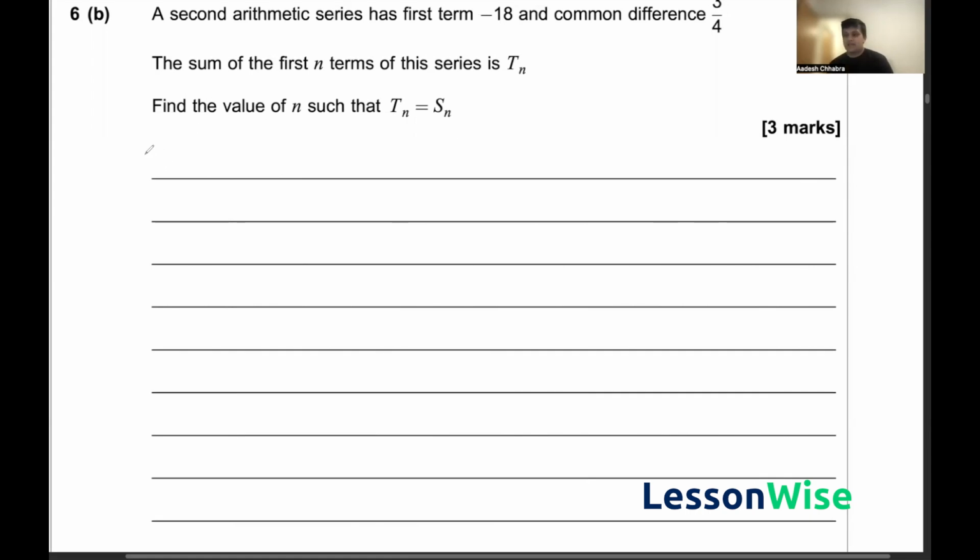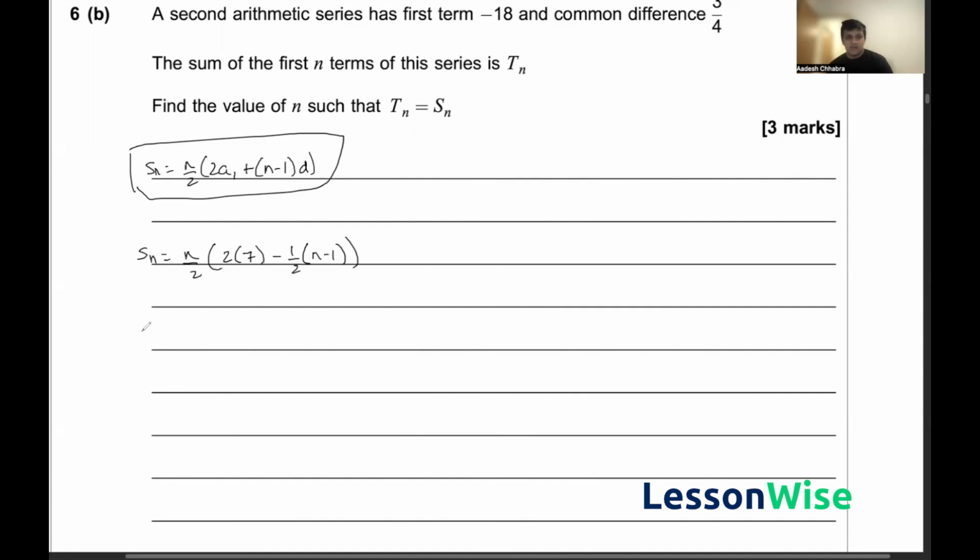So remembering from part A, we know that the general equation for the sum of an arithmetic sequence is equal to n by 2 of 2a1 plus n minus 1 d. So this is the general formula that we use. So for the first sequence, we know that Sn would be equal to n by 2 of 2 times 7 minus a half times n minus 1. Because we now know that the first term of the first sequence is 7 and that the common difference is minus half. So using the same way, we can find Tn. So Tn would be equal to n by 2 of 2 times minus 18 plus 3 by 4 of n minus 1.